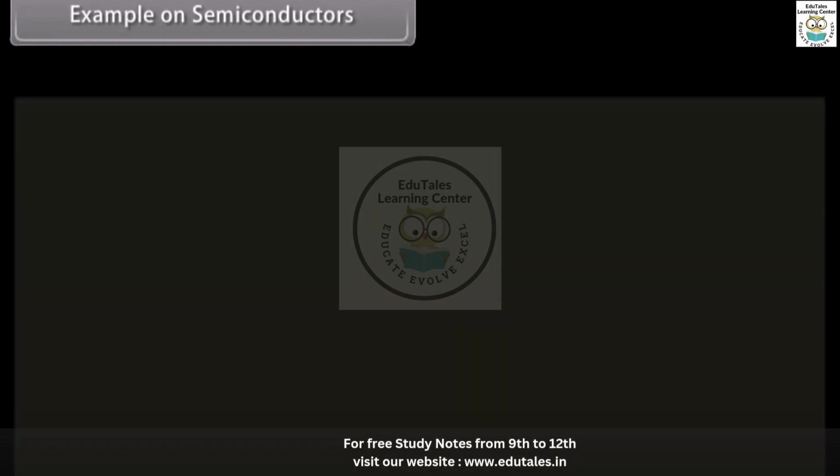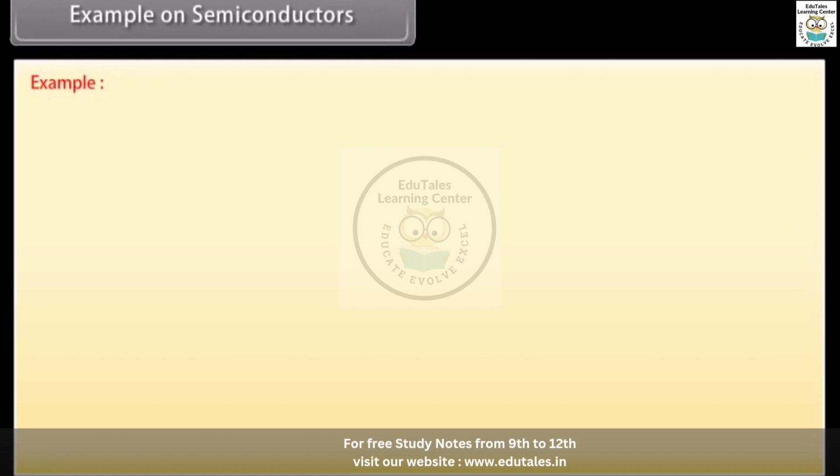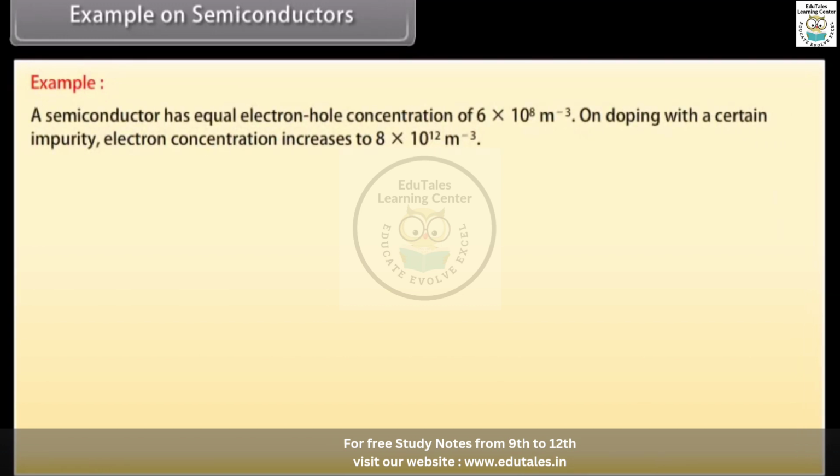Example on semiconductors. Let's take an example on semiconductors. A semiconductor has equal electron-hole concentration of 6 × 10^8 per meter cube. On doping with a certain impurity, the electron concentration increases to 8 × 10^12 per meter cube.